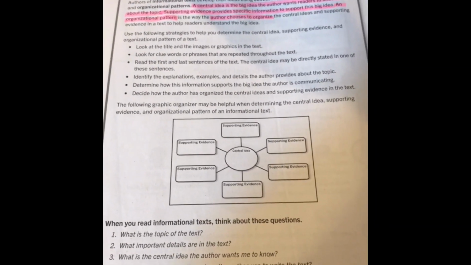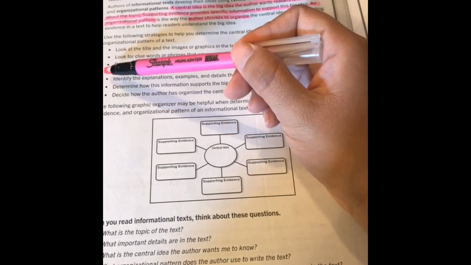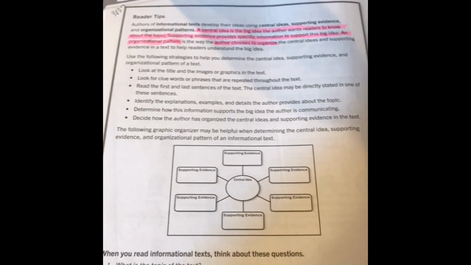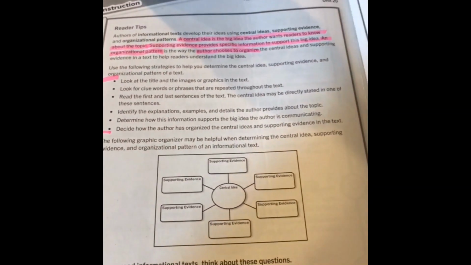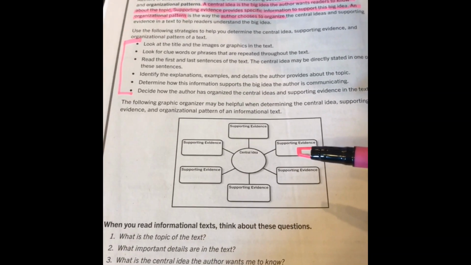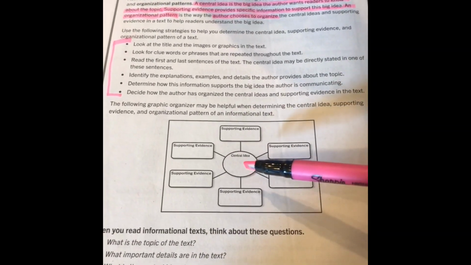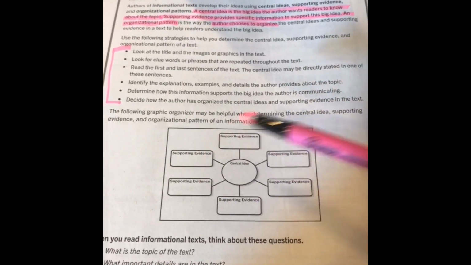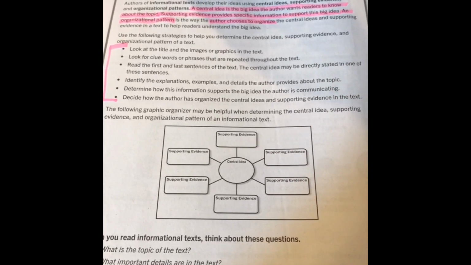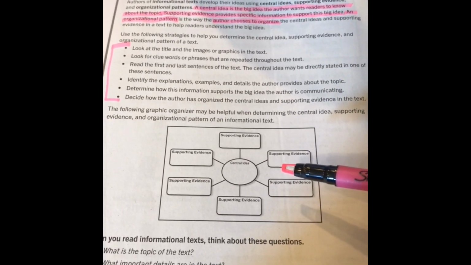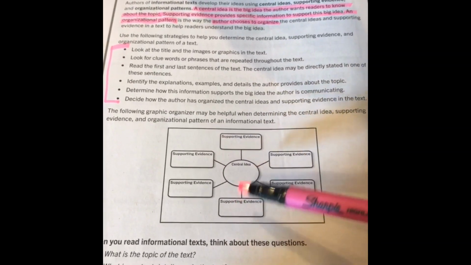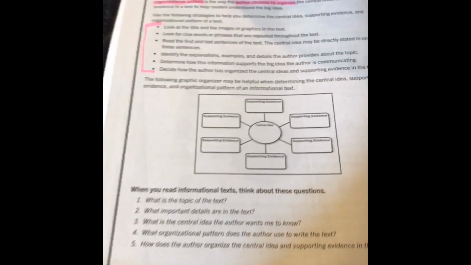Now, if you look at the next section there, they're telling us that these bullet points here are what we can do to help determine the central idea, the supporting evidence, and the organizational pattern. So these will help with those three things. Here we have a graphic organizer that can help you identify the central idea and the supporting evidence. Typically, we don't have six supporting details, I should say. So typically our graphic organizer would be main idea, and then we'd have three supporting evidence or details.